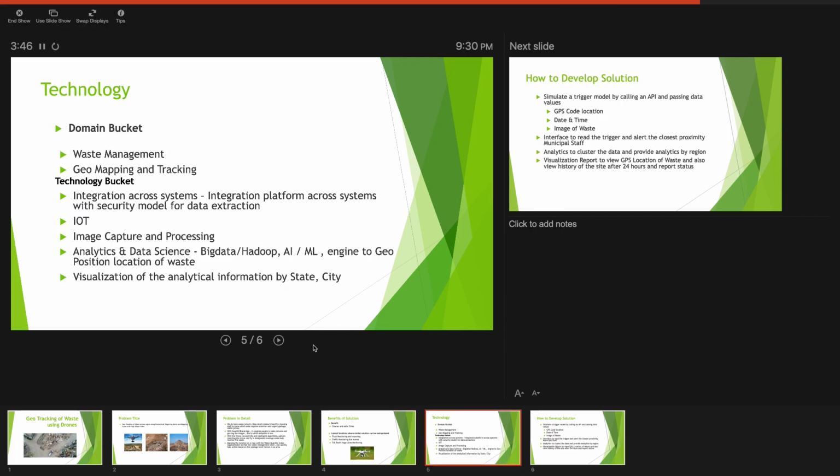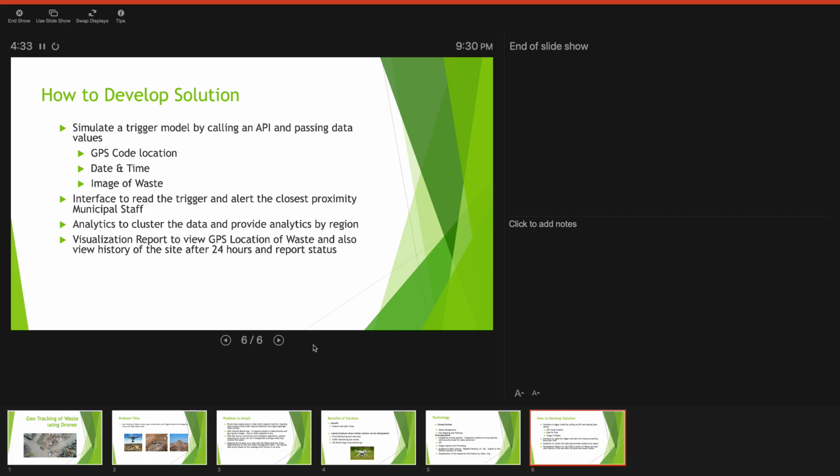This whole scenario is around the domain of waste management and geo-mapping and tracking. The technologies that we expect over here are integration, by which you can take these images and send them to a centralized server; IoT and drone technologies, by which you can connect to the camera, take images, and find out the GPS location; and image capture analytics, by which, based on the images, it can plot the images on the map and help in understanding which areas have high waste. Visualization on reports will help the government authorities and the people in the city to know which areas have high waste. What are we expecting in the solution?